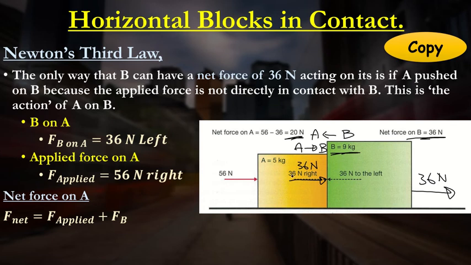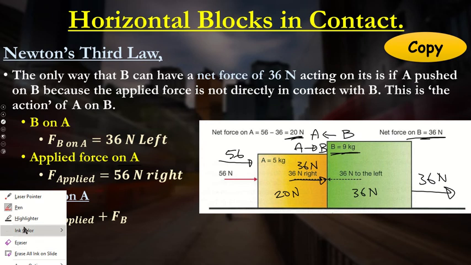The force that's being applied onto block A, so this bit here, is 56. Block A experiences 20 newtons, and it's applying 36 newtons onto B. So how does that work out, or how does that make any sense? Look at the net force in block A.